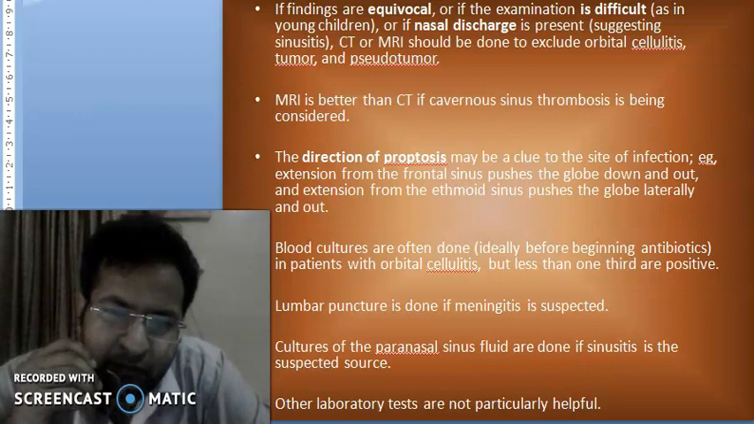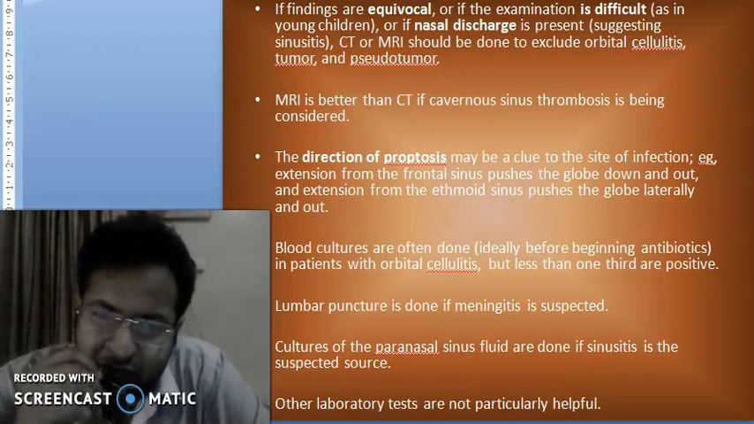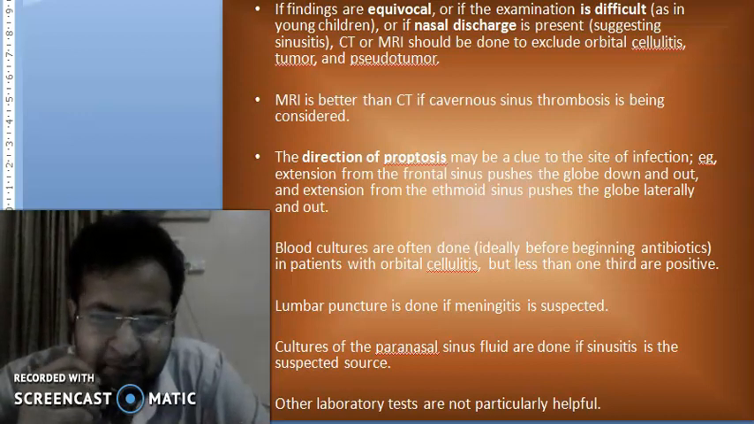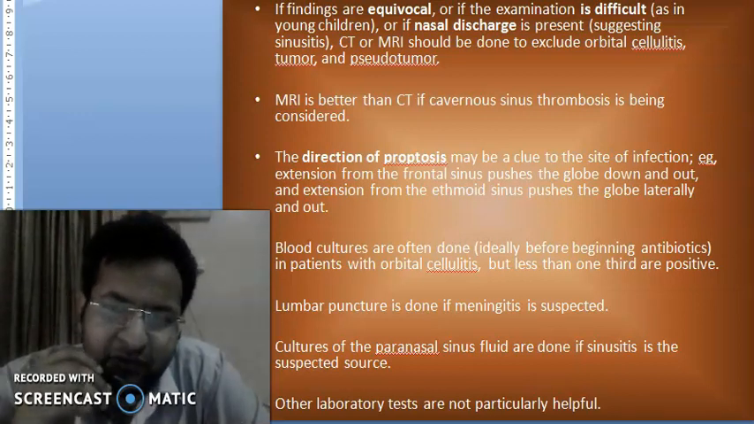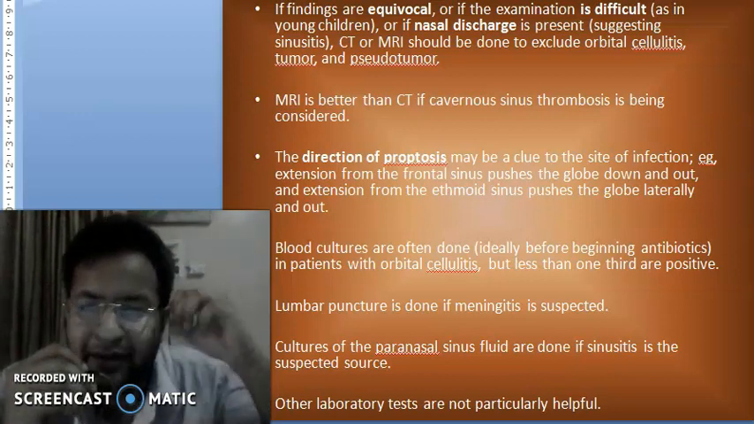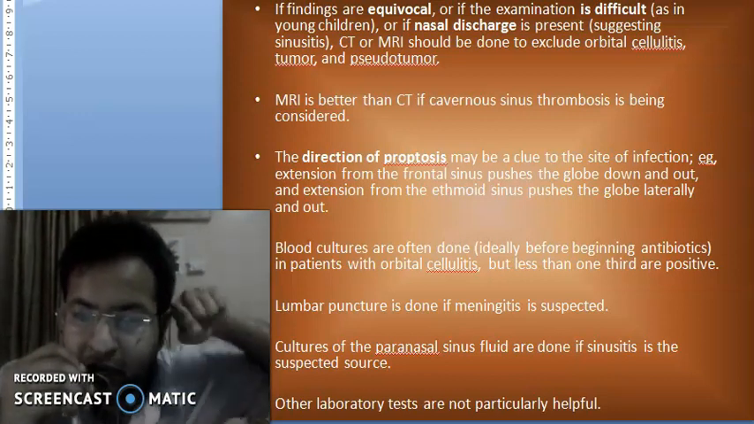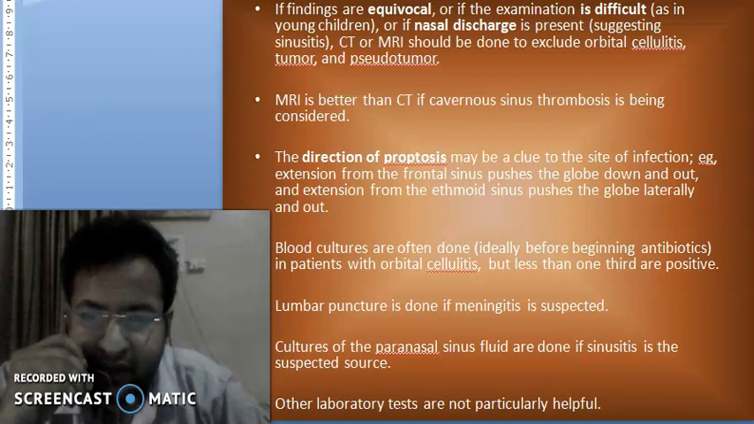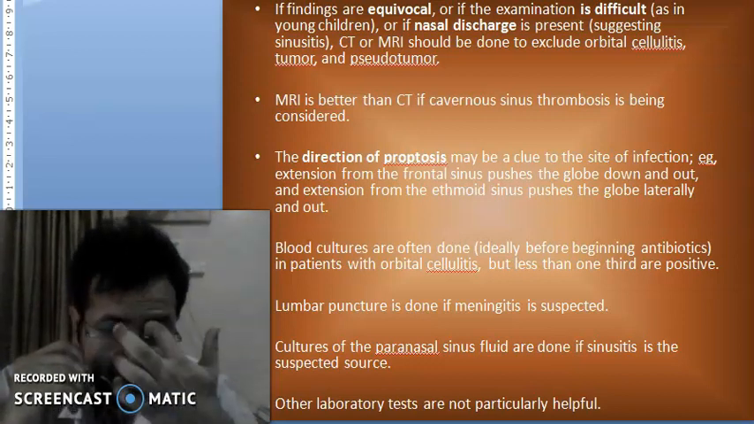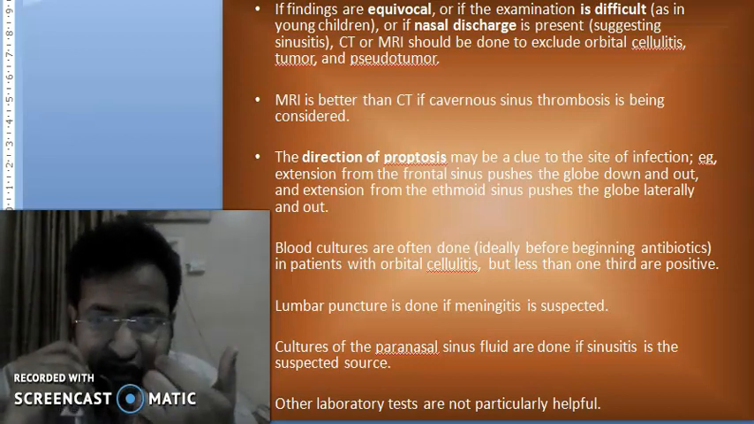The proptosis, that is the bulging of the eyeballs, the direction of the proptosis may be a clue to the site of the infection. For example, extension from the frontal sinus pushes the globe down and out, and extension from the ethmoid sinuses pushes the globe laterally and out.